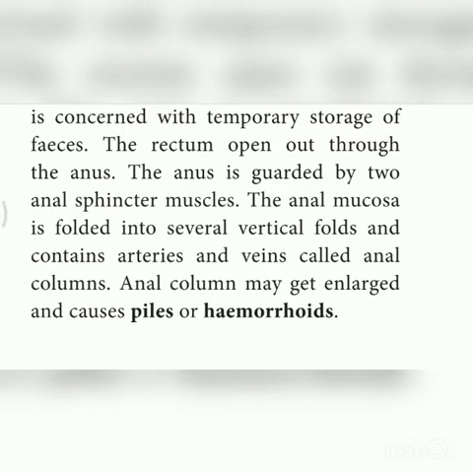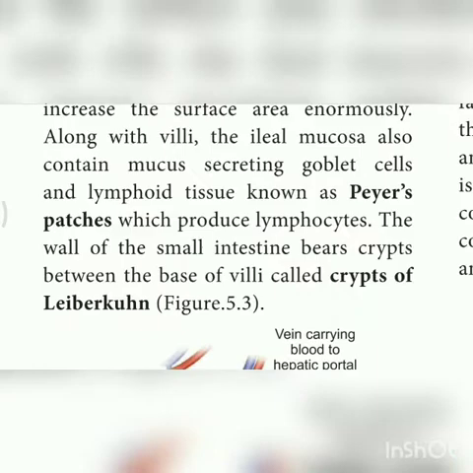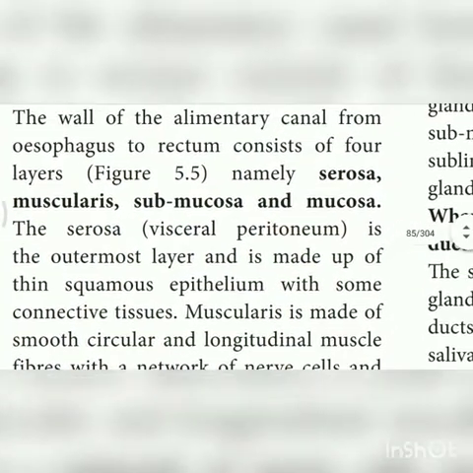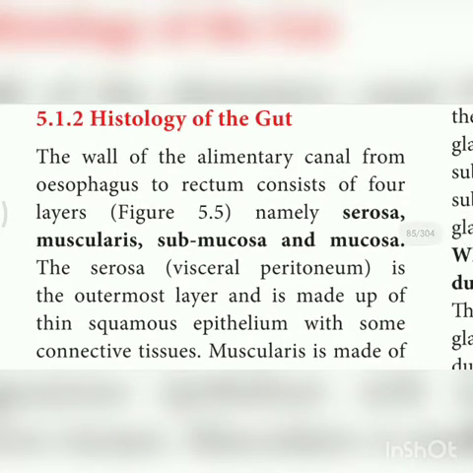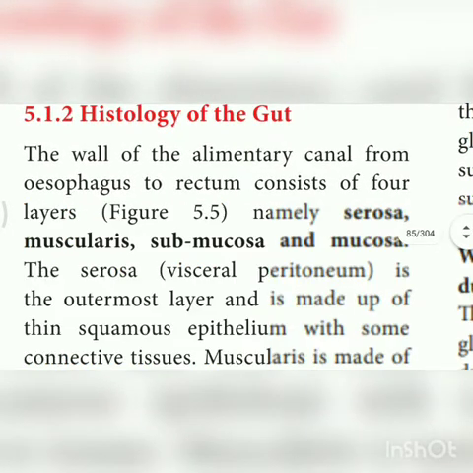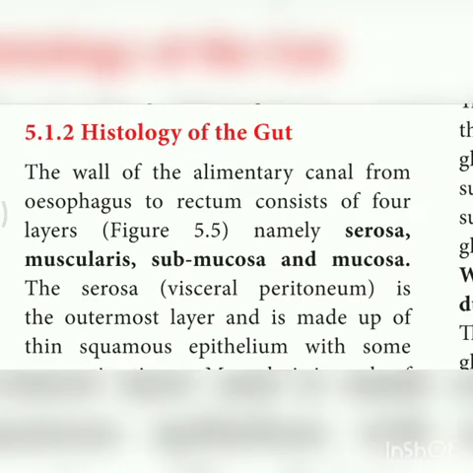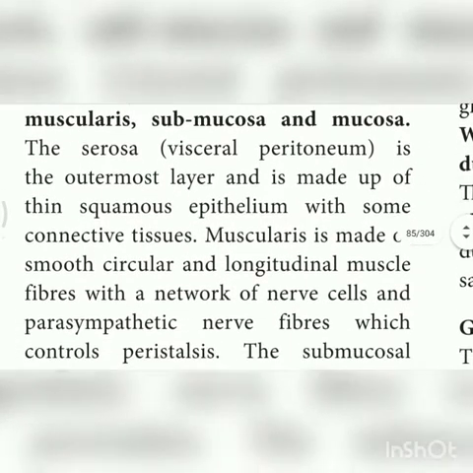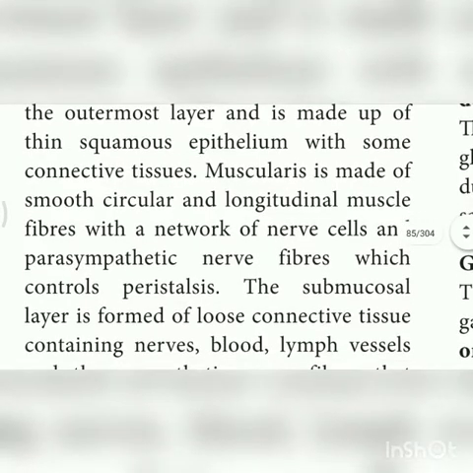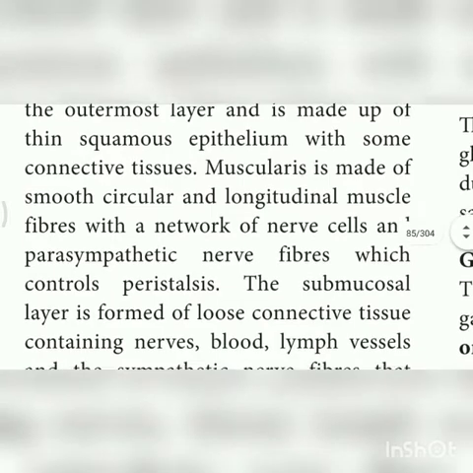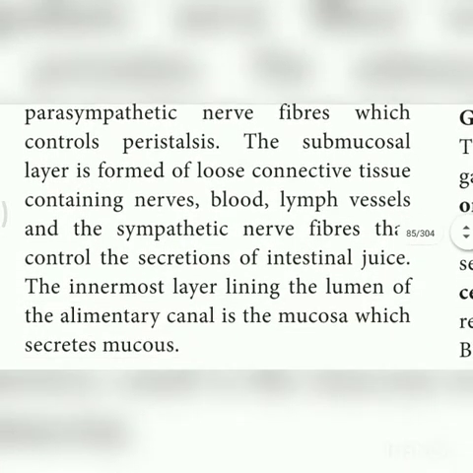And then if you see the muscles inside the wall of the alimentary canal, what are the different layers found in the wall of the alimentary canal? There are 4 important layers: serosa, muscularis, submucosa, and mucosa. The serosa is the outermost layer and is made up of squamous epithelium. Muscularis is made up of smooth circular and longitudinal muscles, and the submucosal layer is formed of loose connective tissue, whereas the innermost layer, lining the lumen of the alimentary canal, is the mucosa, which secretes mucus.